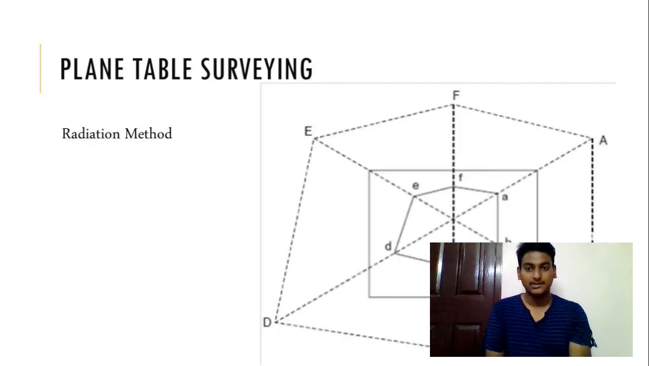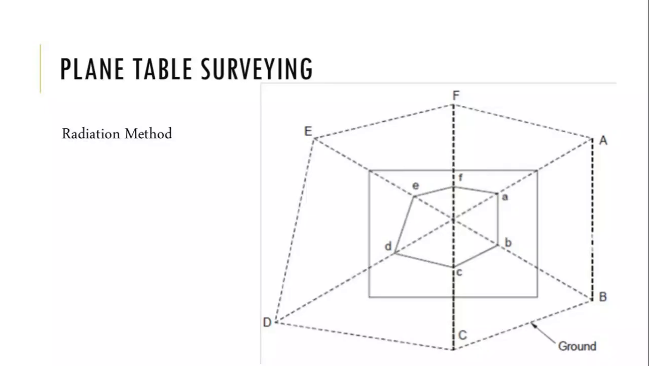So this is how the radiation method looks like. In this, the plane table is inside of all the stations. So from inside, the plane table is aligned with each of the stations. So a small scale of those stations can be drawn and a shape can be obtained.